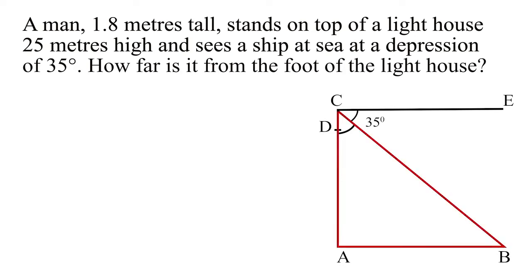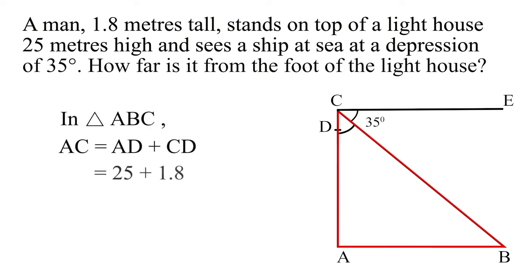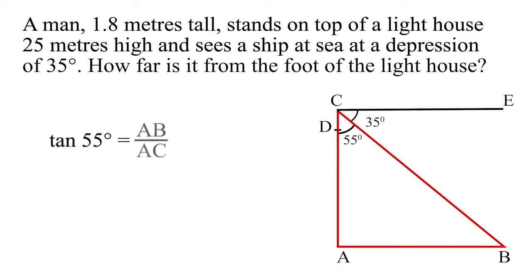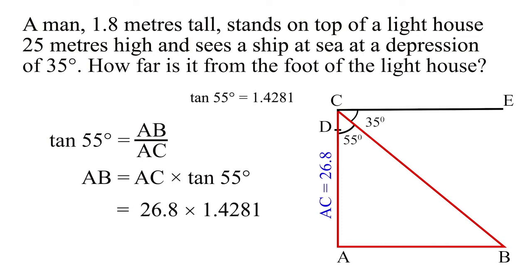Consider triangle ABC. In triangle ABC, AC equals AD plus CD, which equals 25 plus 1.8. We get 26.8. CE is his straight vision. So, angle ACB equals 90 minus 35, that is 55 degree. In this triangle, we have to take tan 55. Tan 55 equals AB by AC. We have to find AB, so we have to move AC to the other side. So, AB equals AC into tan 55. AC is 26.8. So, AB equals 26.8 into 1.4281, which equals 38.27 meter.